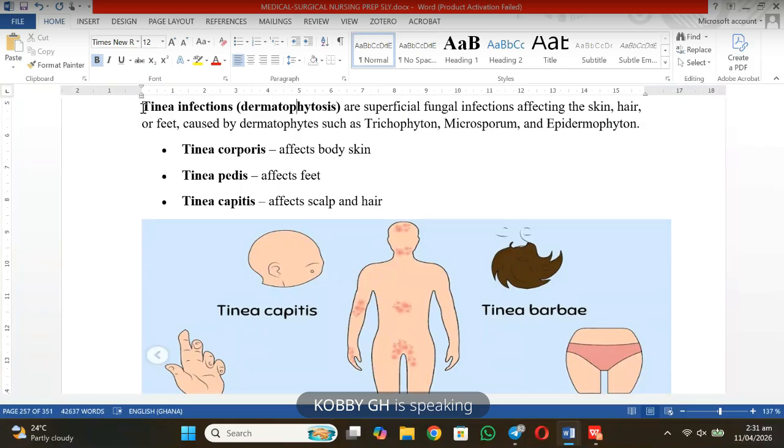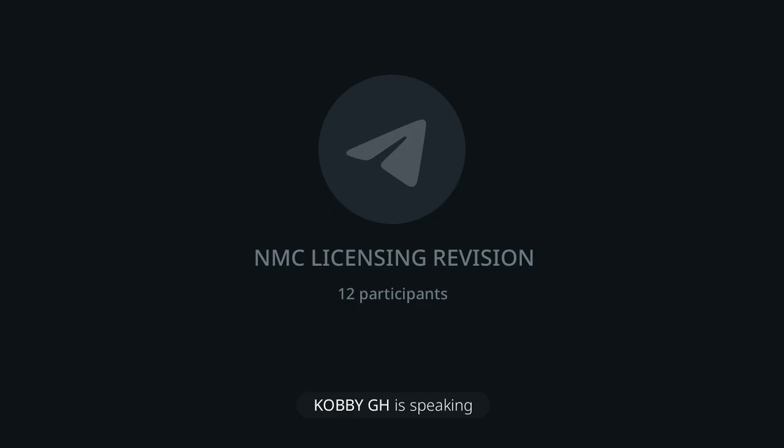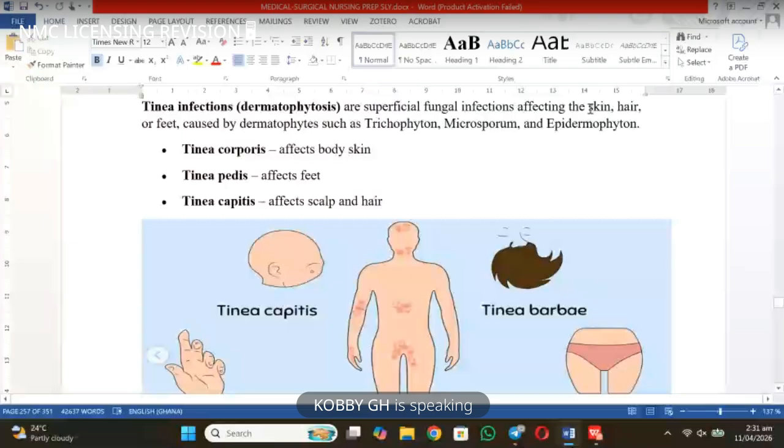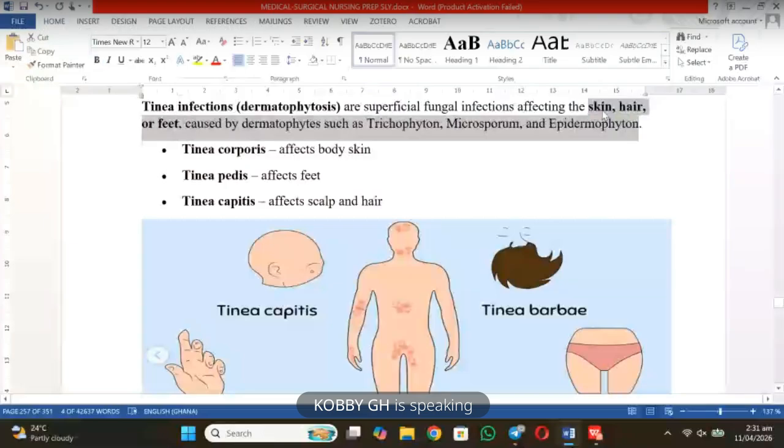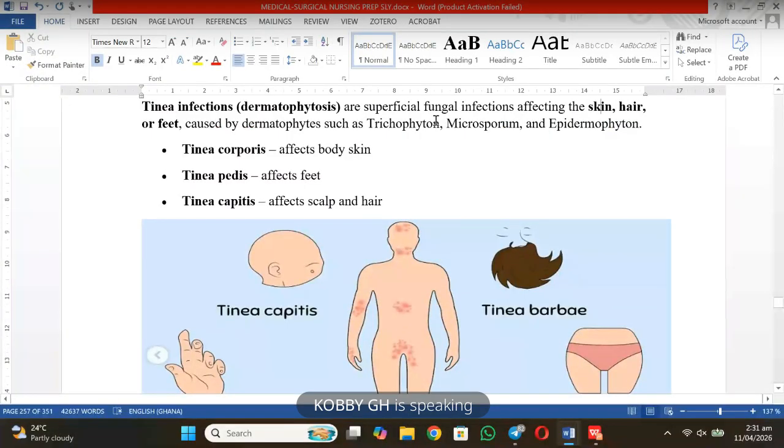The tinea infections are fungal infections that affect the skin, the hair, and the feet. Is that okay? Good. They are usually caused by dermatophytes, such as Trichophyton. Now we have about 3 types: tinea corporis, tinea pedis, and tinea capitis. There are more, but basically we will concentrate on these 3.